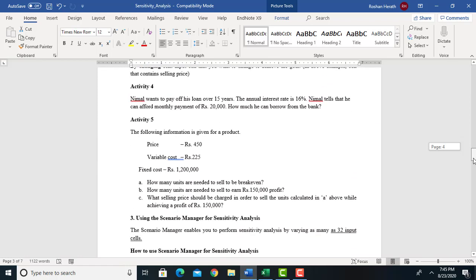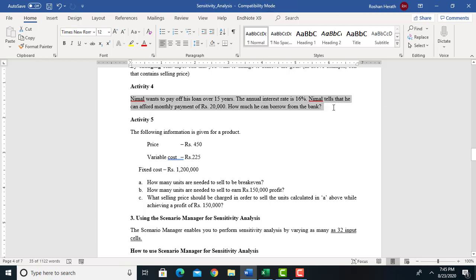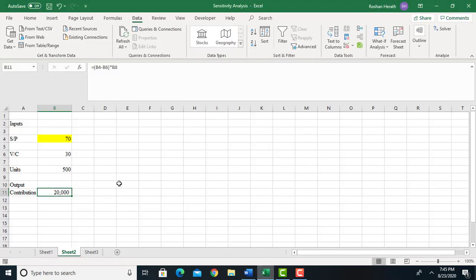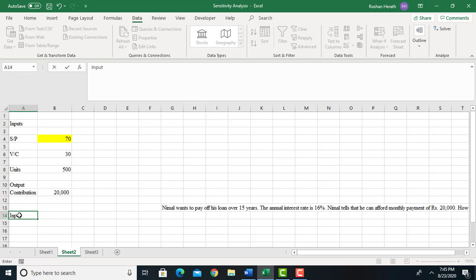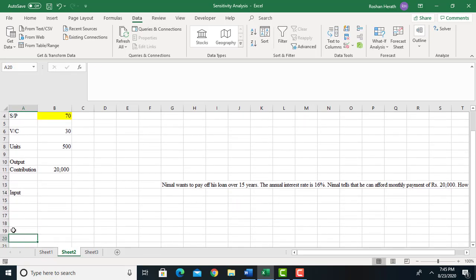So you are given Activity 4. It says that Namal wants to pay off his loan over a period of 15 years. The annual interest rate is 16%. Nimal tells that he can afford a monthly payment of 20,000. How much can he borrow from the bank? Okay, so you are given the information and let's work this out. Copy this information, paste it. The very first thing, develop the basic model. That is a pretty much essential thing.